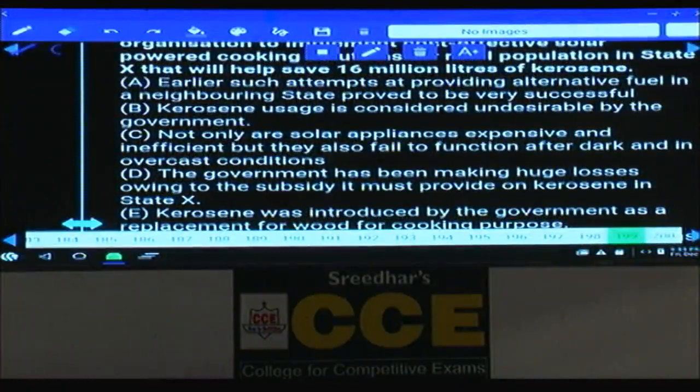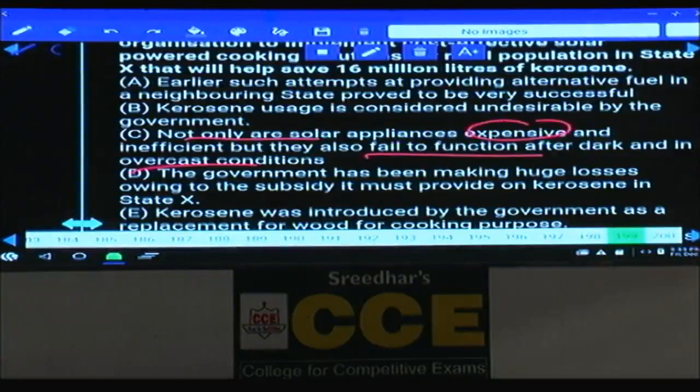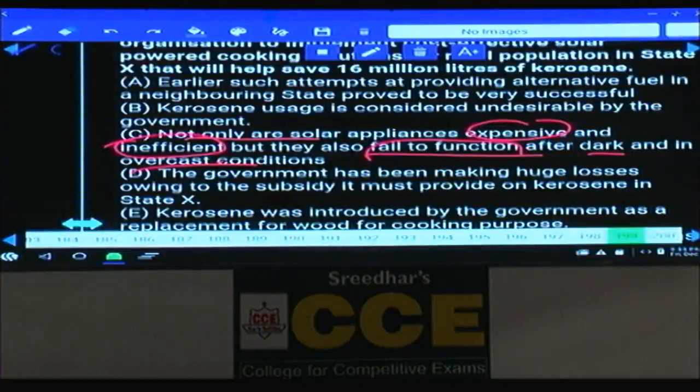Now, not only are solar appliances expensive and inefficient, but they also fail to function after dark and in overcast conditions. Now sir, they are expensive and at the same time they are inefficient. They also fail to function after dark and overcast. That means though they are thinking this will be suitable and successful, these are the things which cannot make it successful. C is the answer, choice 2.